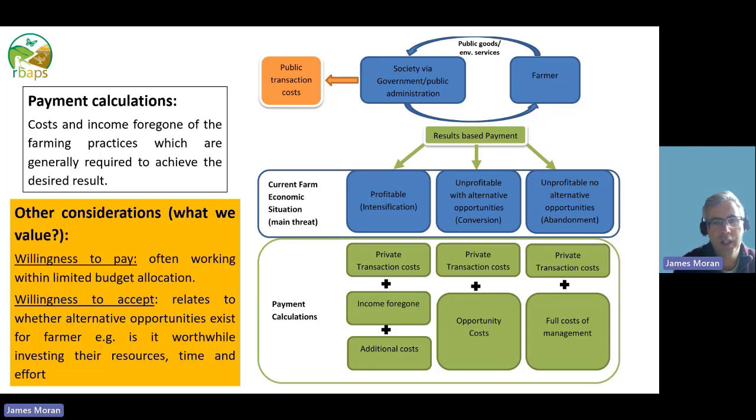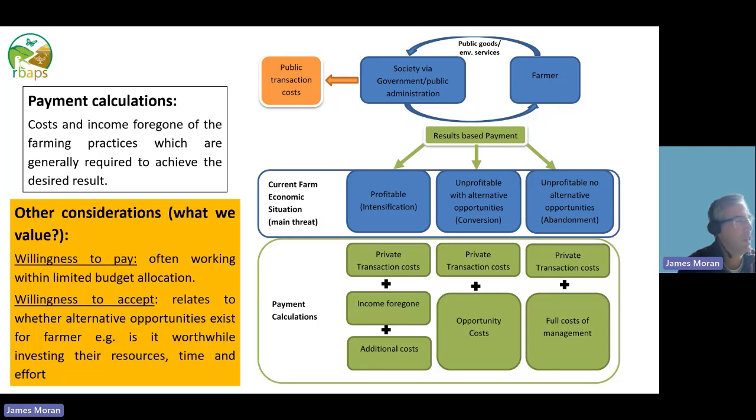Other considerations driving budget availability for these programs, in terms of the overall budget, are the willingness to pay of society through government financing, and they're often working within a limited budget allocation. And then on the other side of the contract is the willingness to accept of farmers, and this often drives participation rates. This relates to whether alternative opportunities exist for the farmer and whether it's worthwhile investing their resources, time and effort in delivering the environmental services for the prices offered.